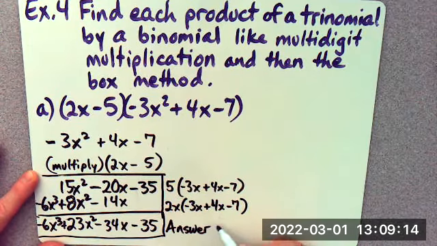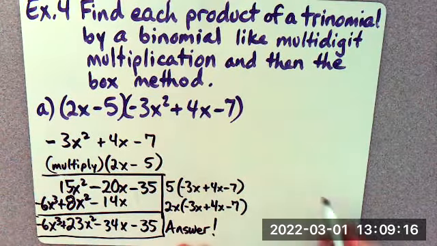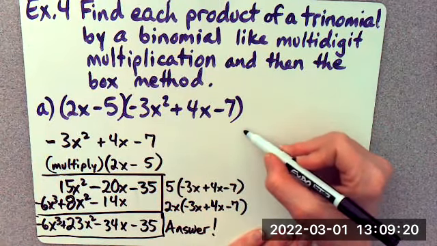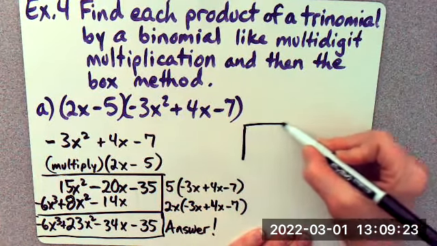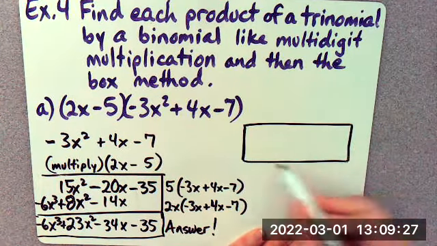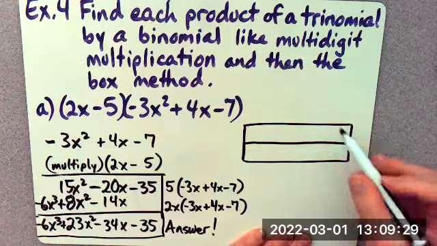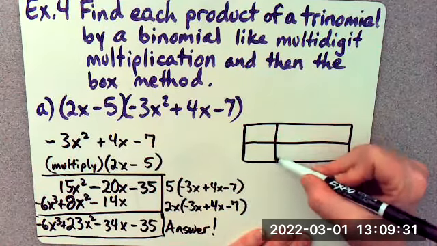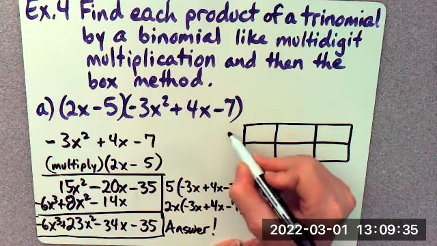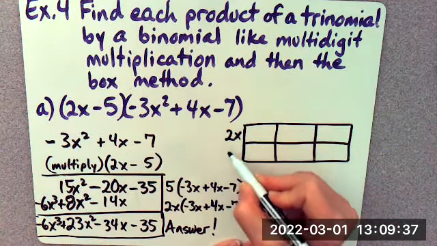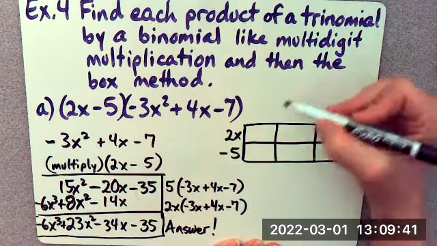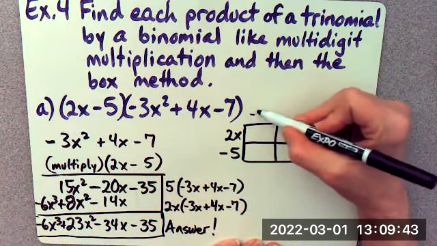Yikes, wasn't that kind of scary hard? Okay, so let's do it the box way. So the box way is very easy on your eyes. And we're going to set this up into a trinomial times a binomial. So we put the binomial on the side where there's only 2 rows and the trinomial here.